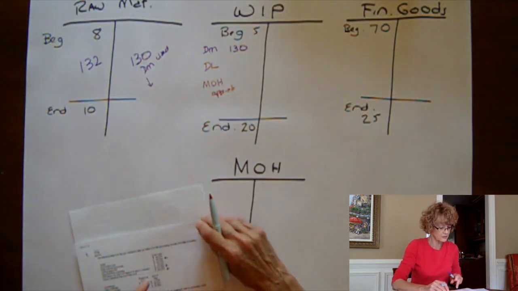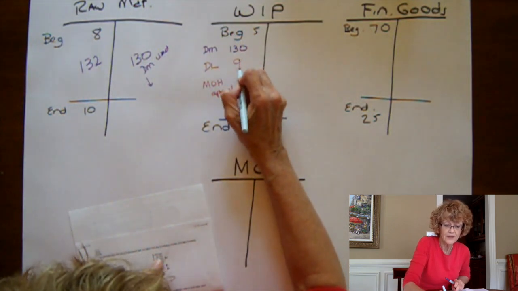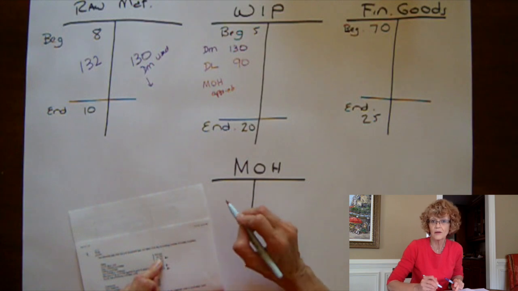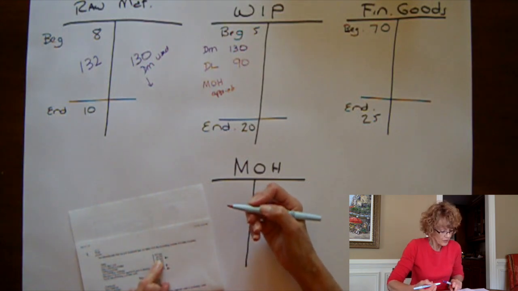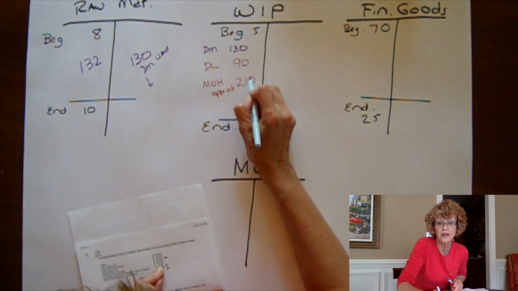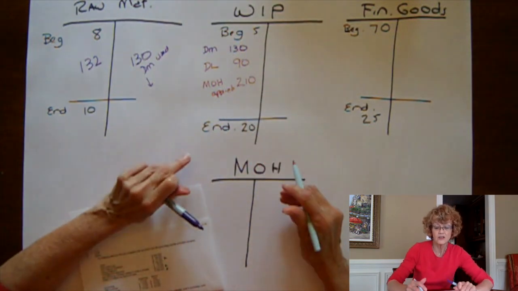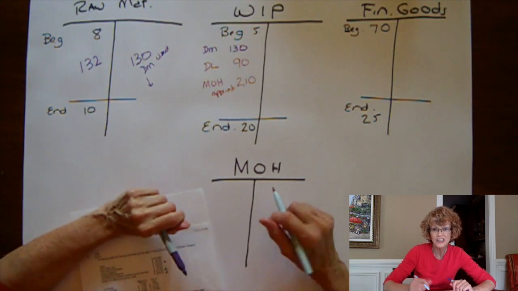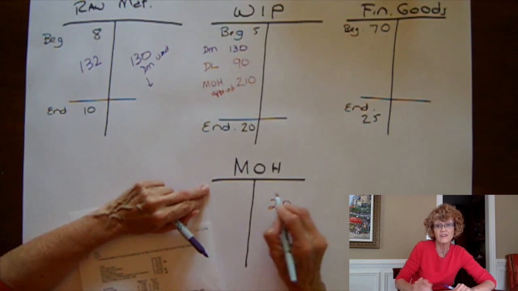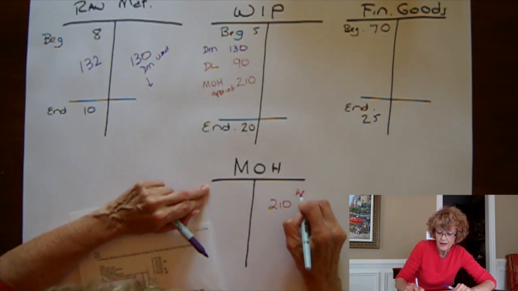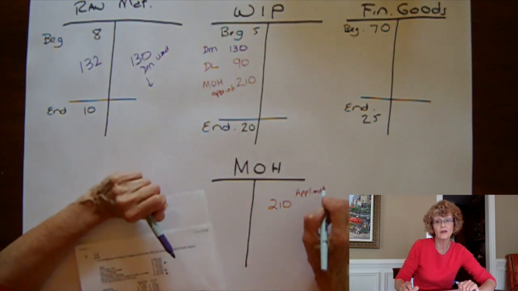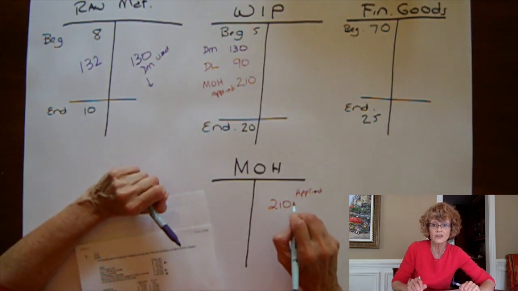So the direct labor in this problem is 90. I'm going to add that in as a debit to work in process and a credit to some kind of salaries payable. Then MOH applied is 210, and that's going to be a debit to work in process and credit to this little account MOH, and it's a clearing account. So I'm going to put 210 here as a credit in this temporary account. It's MOH applied. So that entry is a debit to work in process and a credit to MOH.